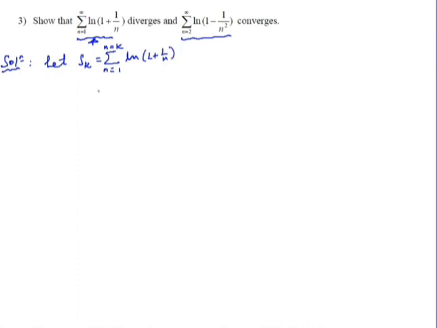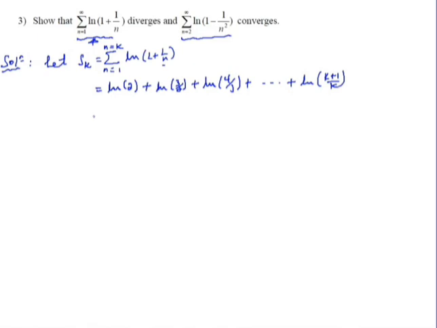So we can write out the terms. For n equals 1 it is ln 2. For n equals 2 it is ln of 3 over 2. For n equals 3 it is ln of 4 over 3, and so on, until the last term is ln of k plus 1 over k.